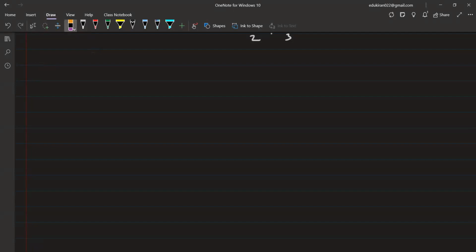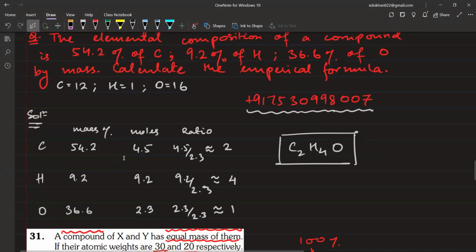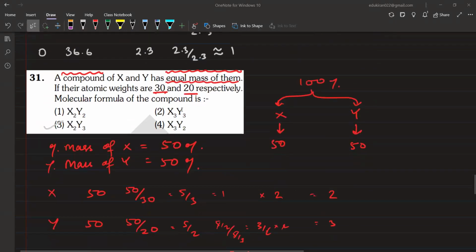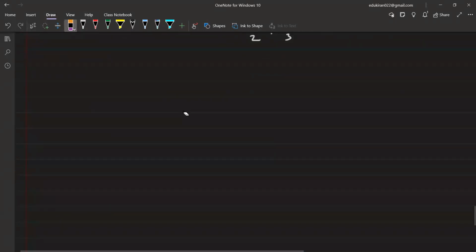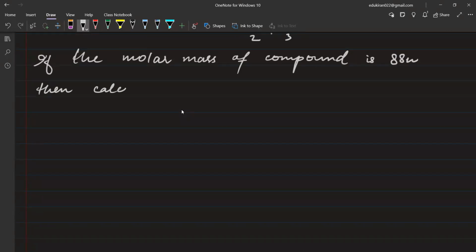एक सवाल याद है अभी आपको जिसमें C2H4O आया था? Yes, sir. We just did this question, right? So in that question, if the molar mass of the compound is 88 units, then calculate the molecular formula. ठीक है, आपको बताते थे empirical formula क्या आया था हमारे पास?